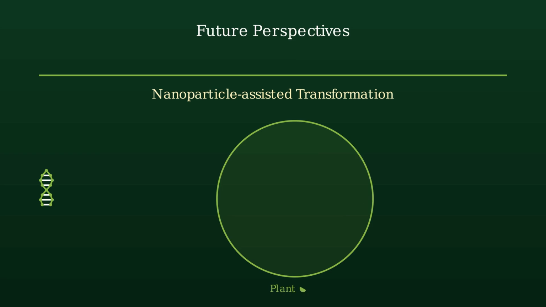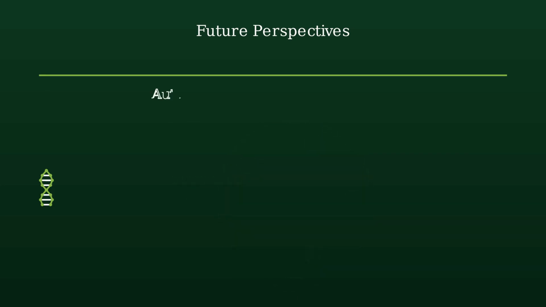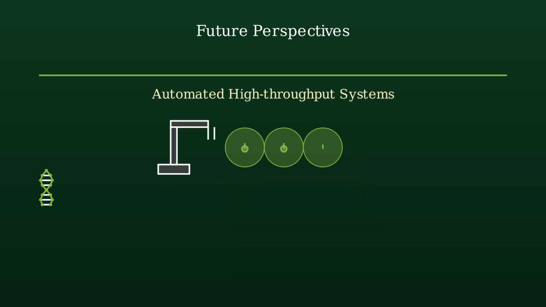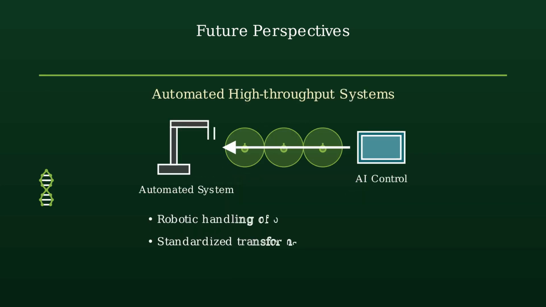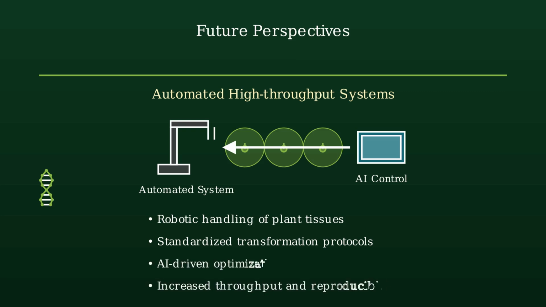Nanoparticle-assisted transformation represents another frontier where engineered particles enhance DNA delivery efficiency and protect genetic material from degradation. These approaches are especially promising for recalcitrant plant species that have traditionally been difficult to transform. Automated high-throughput systems are revolutionizing transformation processes through robotic tissue handling, standardized protocols, and artificial intelligence for optimization. These advancements dramatically increase throughput while improving reproducibility across experiments.